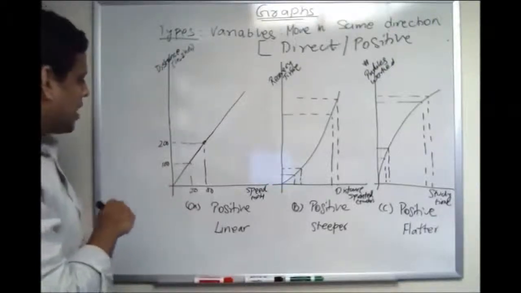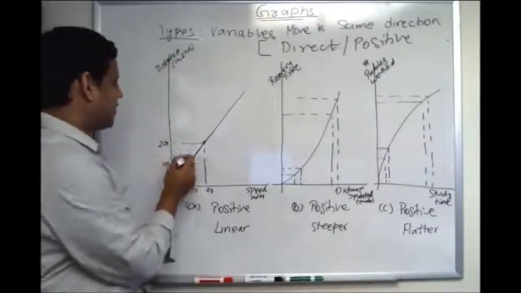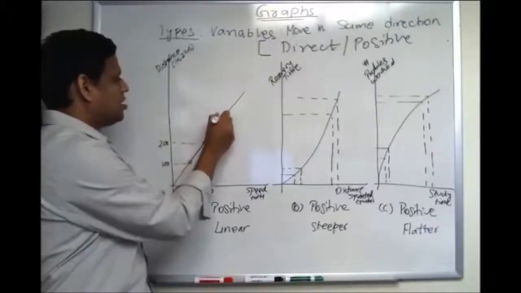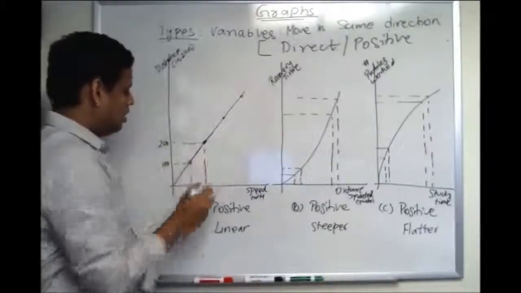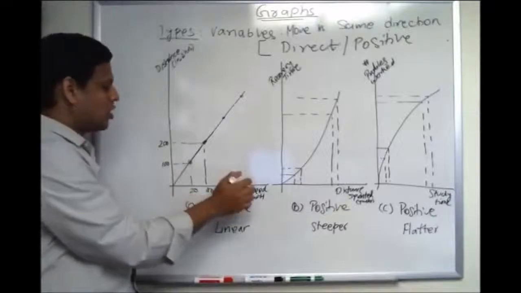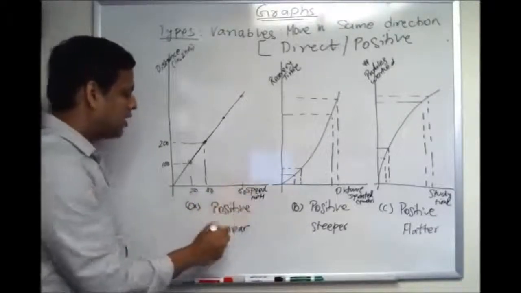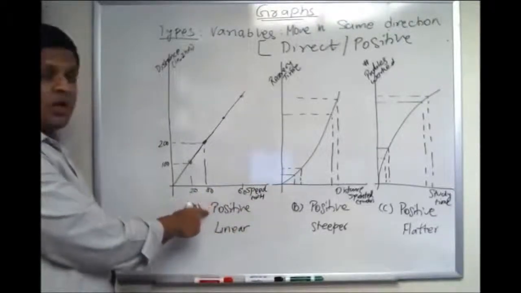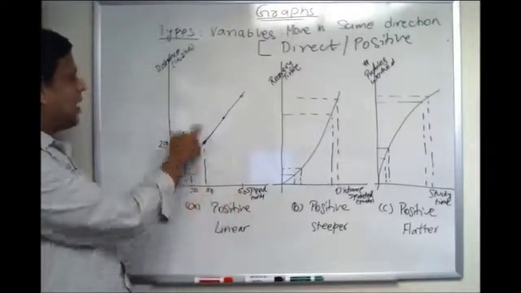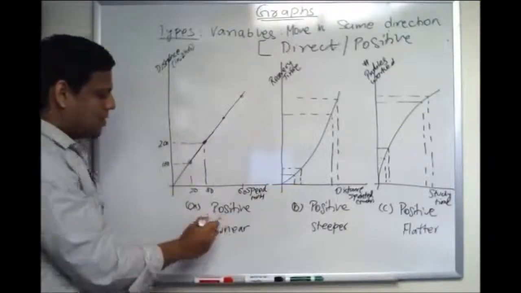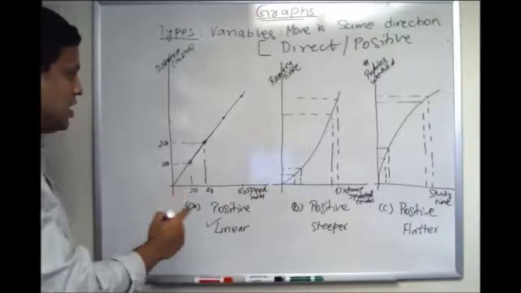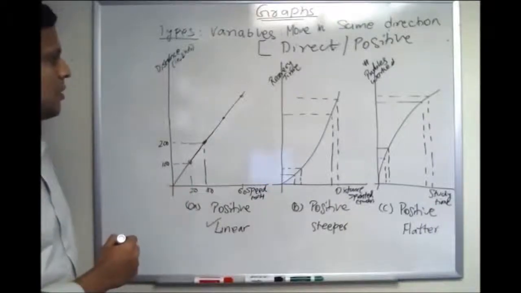Not only that, but you will have a perfectly positive relationship no matter whether you are traveling at the speed of 20 or you're traveling at the speed of 60, right? So there is a positive relationship between the speed and the distance. And not only that, there is a perfectly positive and linear relationship between the two variables.